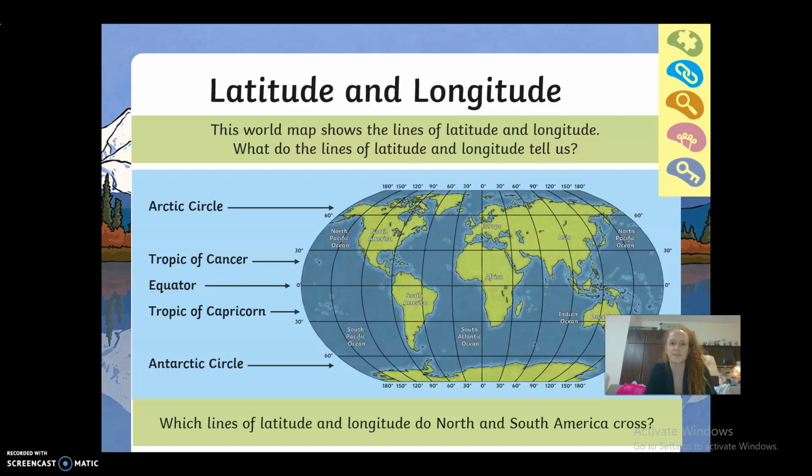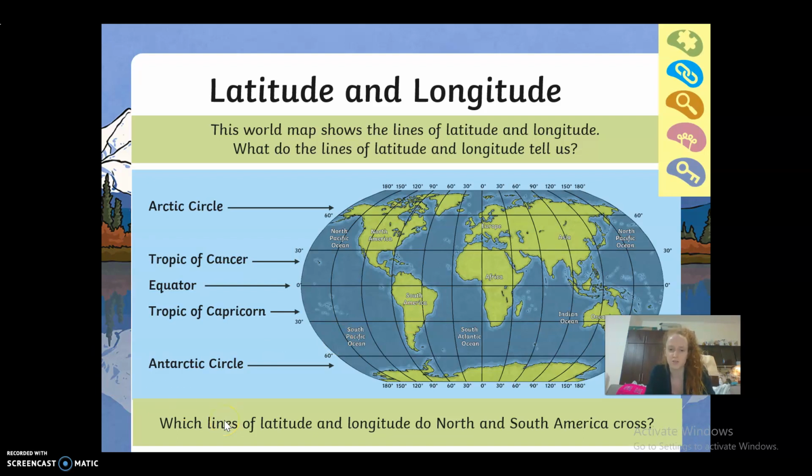So the question is, what do the lines of latitude and longitude tell us? You can pause this video and think about it for a minute, and I'm really hoping you remember that lines of latitude and longitude tell us where different places are on the map. They give us the exact location of a place, you remember? So there is a question on the bottom.